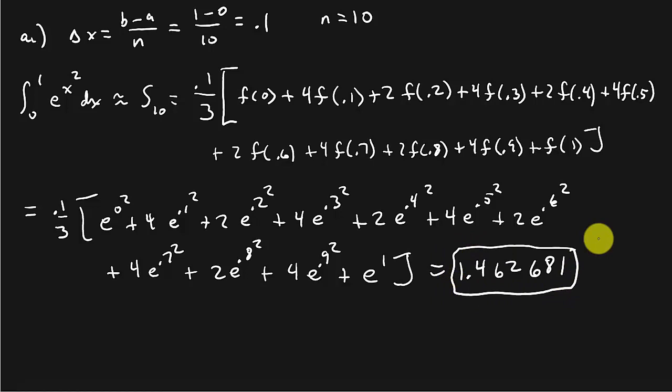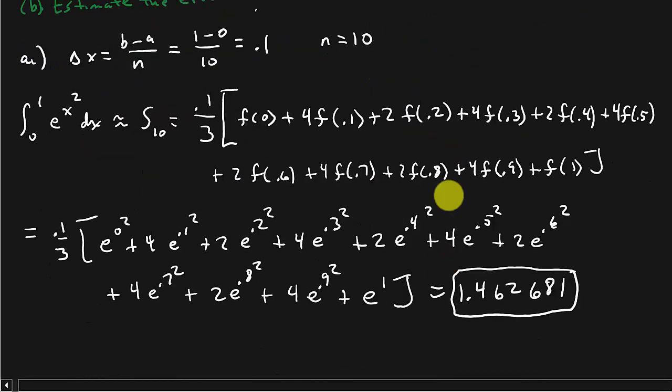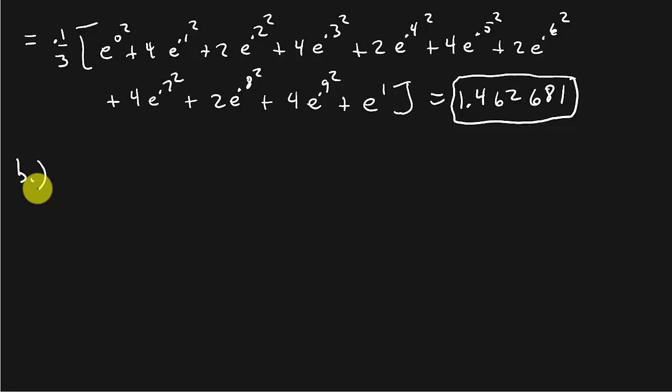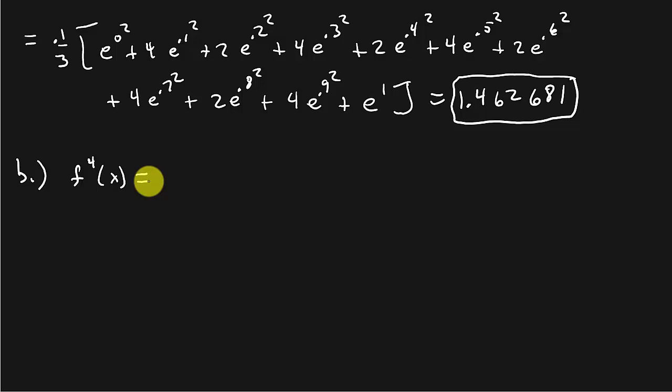All right, so now part B: estimate the error involved in the approximation. So I need to go and find the what? The fourth derivative. So the fourth derivative is equal to, and I already have this answer, so I'm not going to go through and work all of it. Yeah, it's going to be messy.